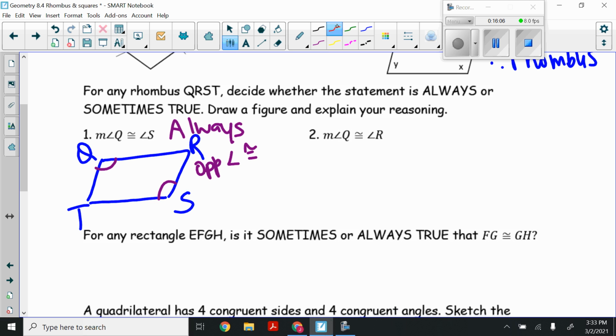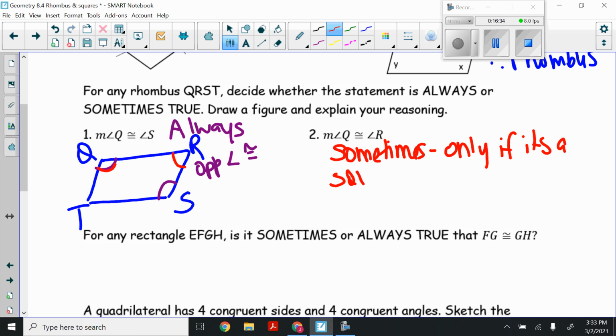Number 2 says the measure of angle Q is congruent to the measure of angle R. Well, in order to be a rhombus, I have to have opposite angles congruent. I can have all 4 angles congruent. That's going to happen if it's a square or a rectangle, and they're all 90. So this would be sometimes. Only if it's a square or a rectangle would those 2 angles have to be the same, and they would have to equal 90.